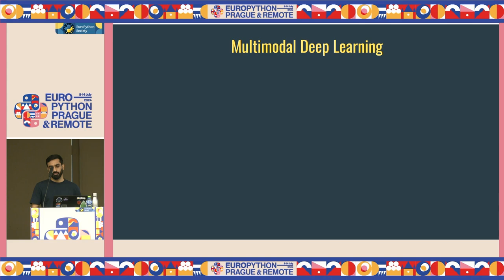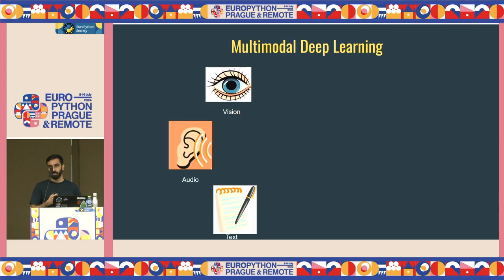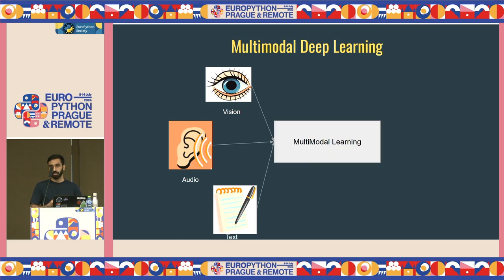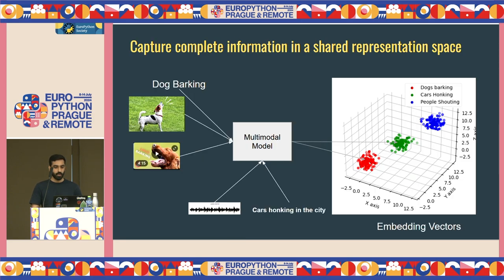So here, we can take the help from different modalities like vision, audio, and text, and then create a better representation of the data, which can be helpful to learn the model better. And then we can save it as a predictive model. So we have to create a shared representation for this data.